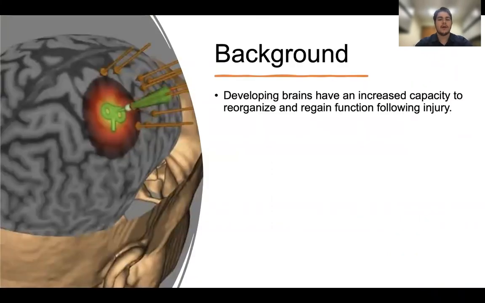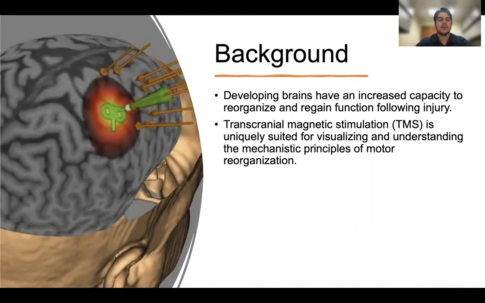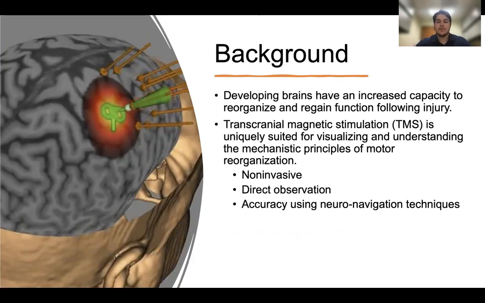So a bit of broad background: pediatric developing brains are much better at reorganizing and regaining function following various types of brain injury than their adult counterparts, especially following injury to the motor cortex. Transcranial magnetic stimulation, or TMS, is able to easily visualize this reorganization and aid in the understanding and study of the underlying mechanistic principles driving this reorganization. And this is due to its non-invasive nature, its ability to directly probe motor cortex physiology, and its spatial resolution with the help of neuronavigation techniques.